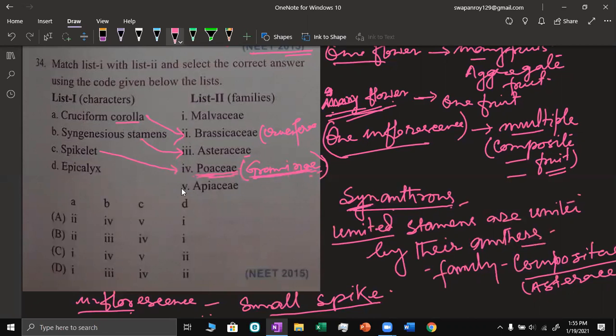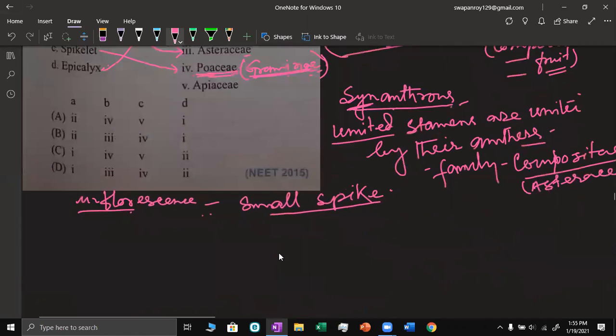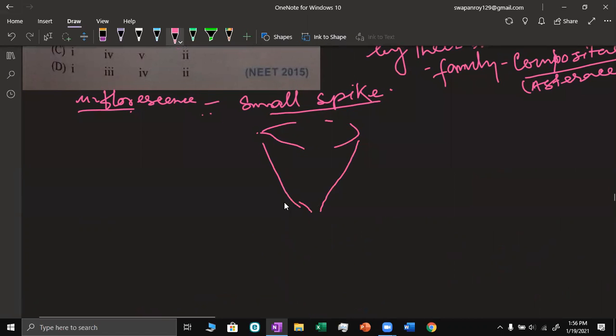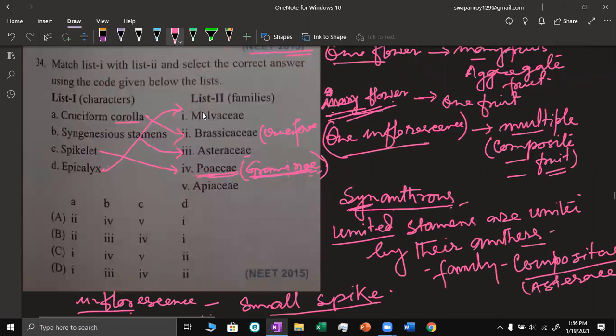And then epicalyx. Epicalyx is found in the Malvaceae family flower. There is the calyx, and at the base of the calyx there is also another structure. This one is called epicalyx because it is outside the calyx. So this thing is found in Malvaceae.